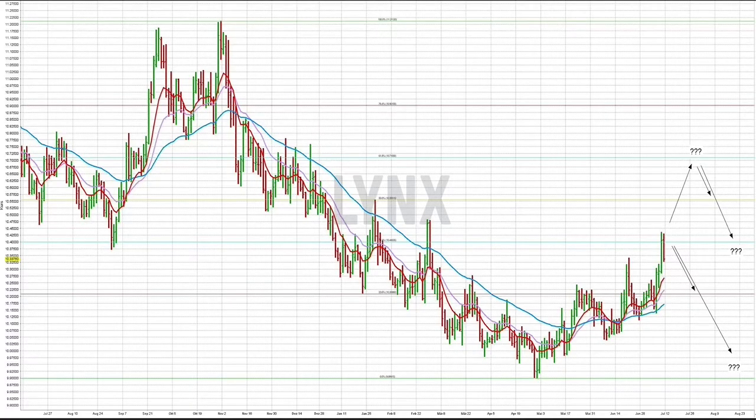So before we go into fundamentals, let's check the chart technical part right now. Alright guys, besides the fundamental stuff, let's have a look at the technical side.